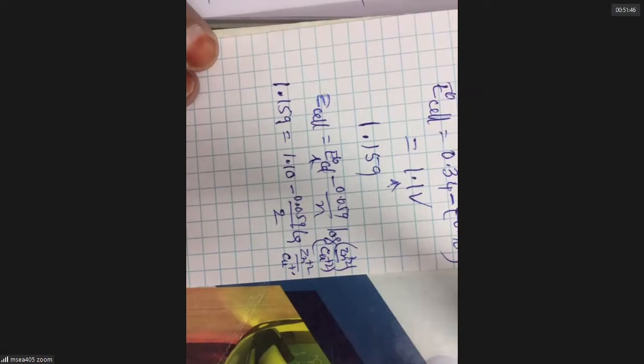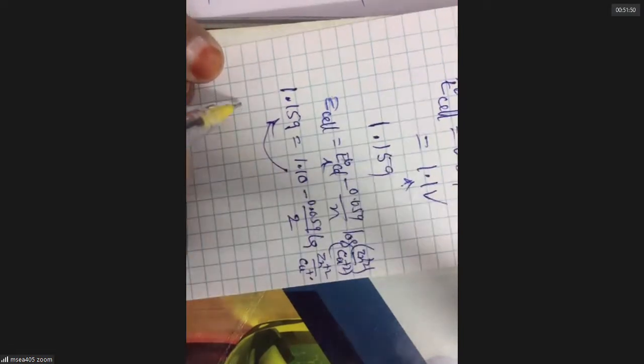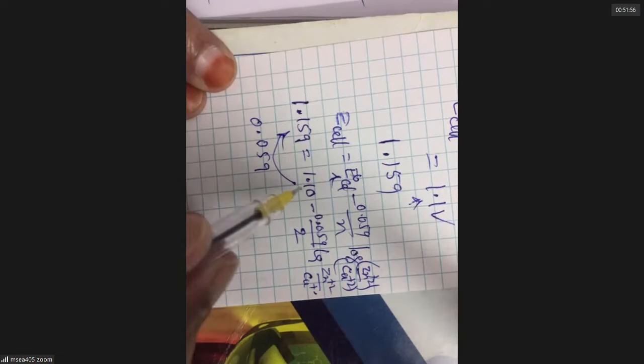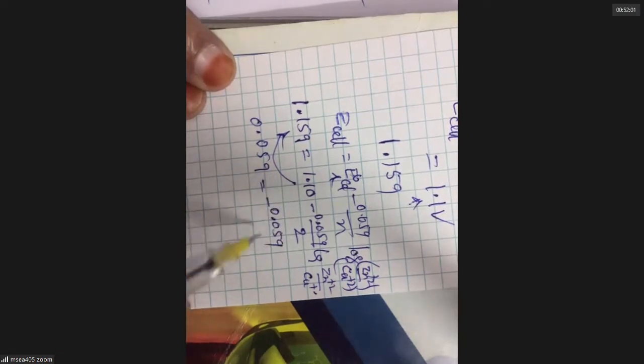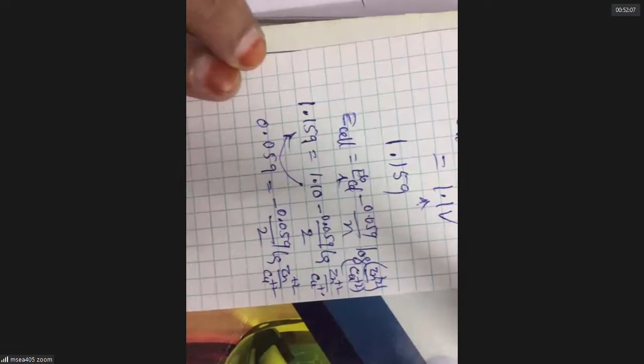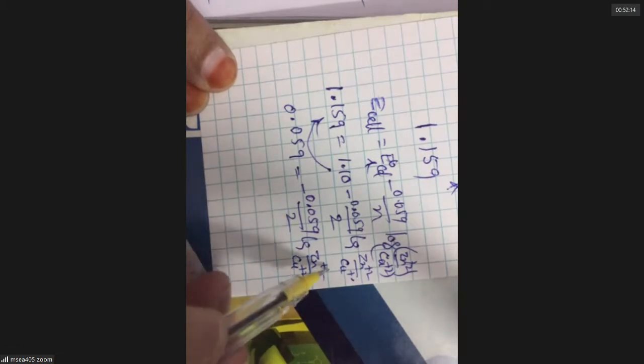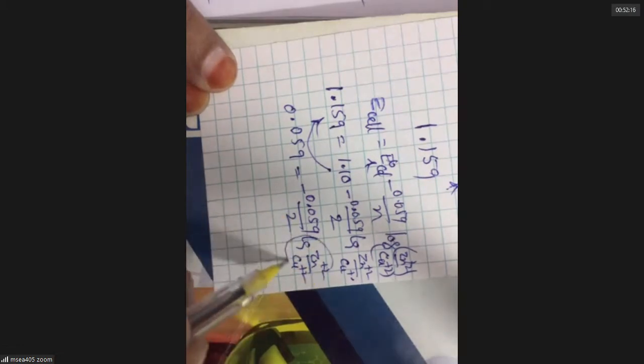Now, if I am bringing it here, how much will it become, sir? Can you see it? Do you agree to this relation, sir? Now actually the log Zn plus 2 by Cu plus 2.